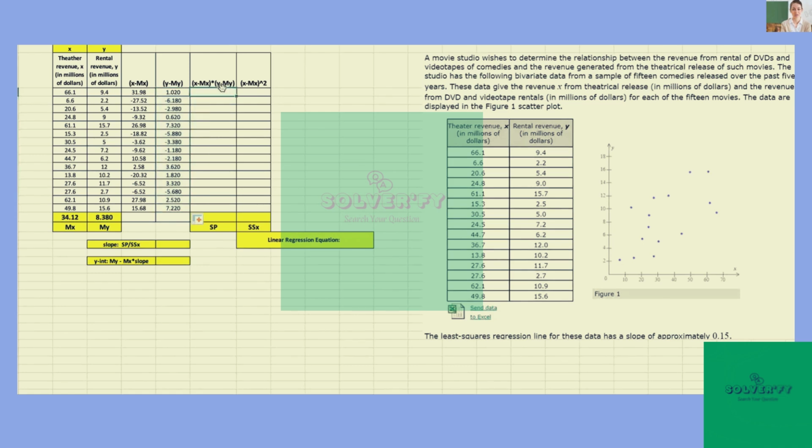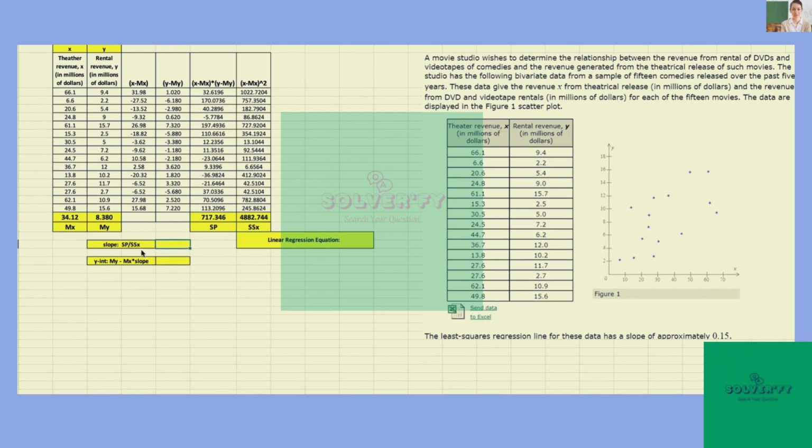Dragging that down. Then I have to multiply this value times this value, and then this value times this value, and then this times this, and so on and so forth. Then I'm going to total that whole column, and that's known as the sum of my products. Then I am going to take the square of each one of my X minus the mean of X values, and then I'm going to total that. And that's known as the sum of the squares of X.